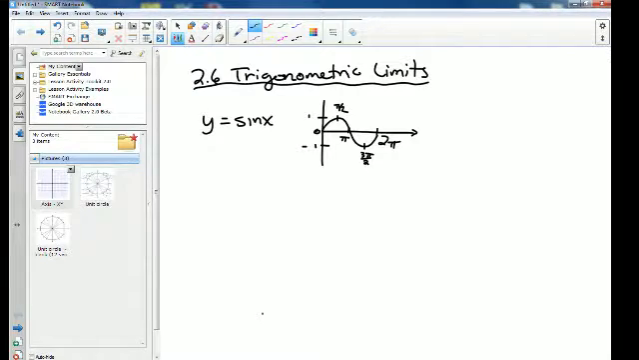I had you write out the unit circle the other day. You have to know the trig values for that by heart. That's why I had you memorize them. That's why some of you cheated, which was a bad idea. So know the values there.